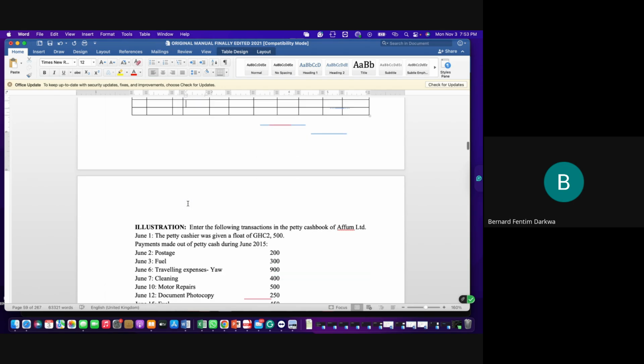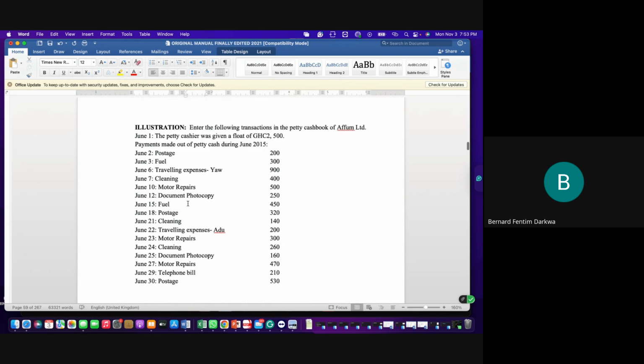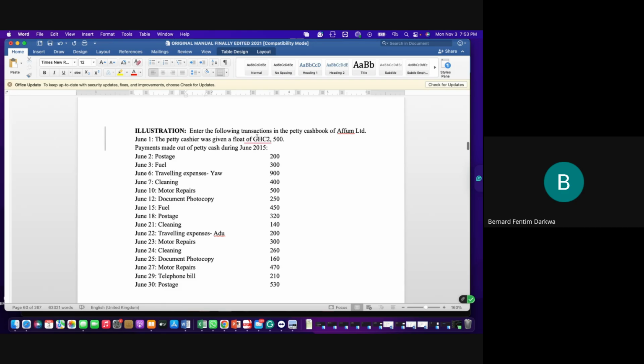So let's take one question to illustrate. This is how you will see it: enter the following transactions in the petty cash book. My friend, when you see petty cash book, it's different from cash book. If you are asked to record in the cash book, the recording is different. But this one is the petty cash book of Apple Limited. So look at how the transaction is. June 1st, the petty cashier was given a float of 2,500. That is what we call the imprest. So this is what you have to debit in the accounts, as he received it.